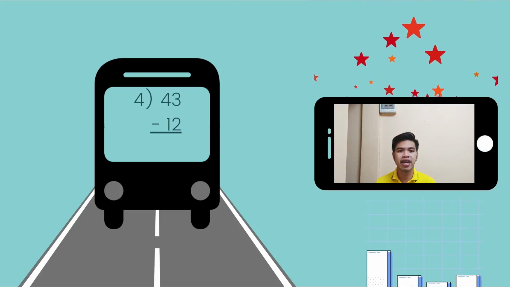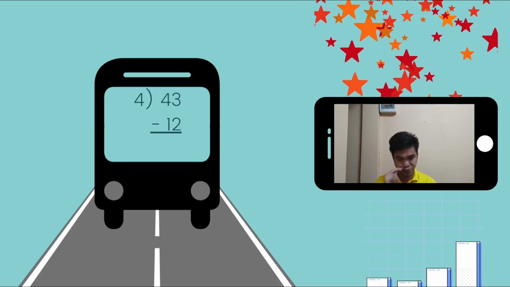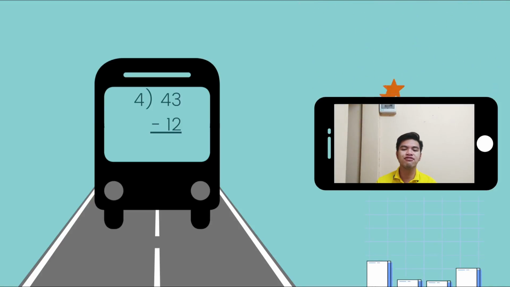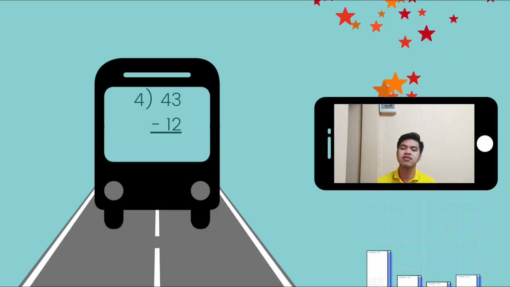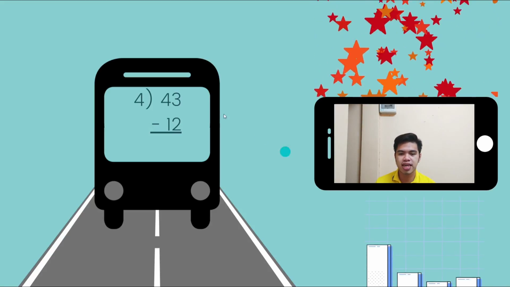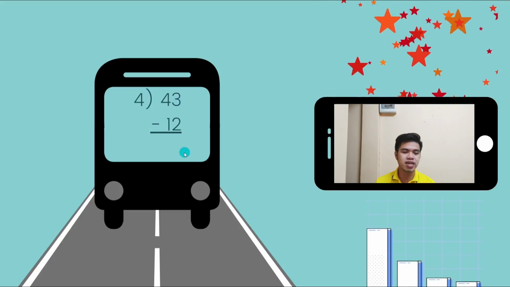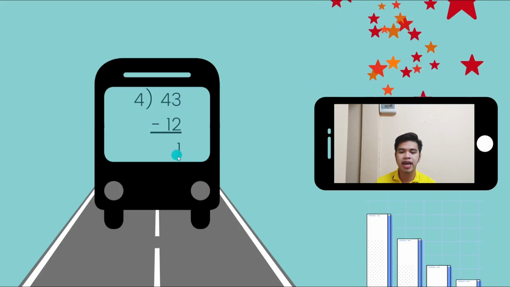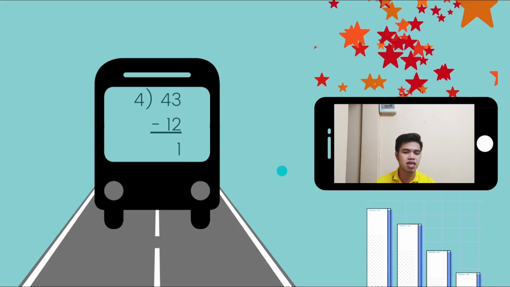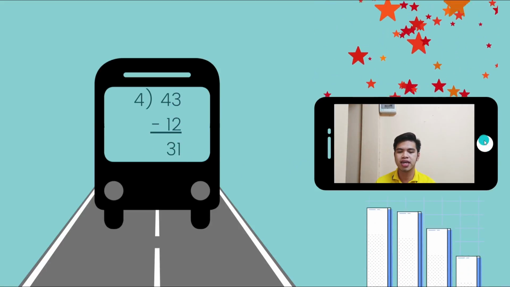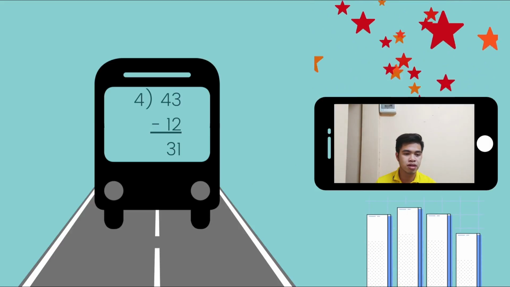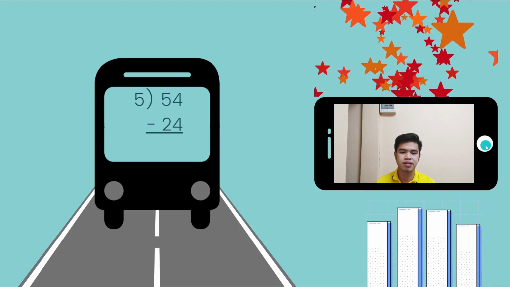Alright, we have our final answer already. Now we can move on to number 4. We have 43 minus 12. So we're going to begin here. 3 minus 2 is equal to 1. So we're going to write 1. And then 4 minus 1 is equal to 3. Therefore, 43 minus 12 is equal to 31.